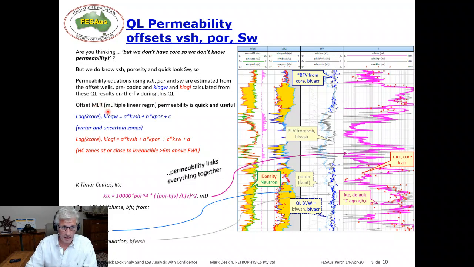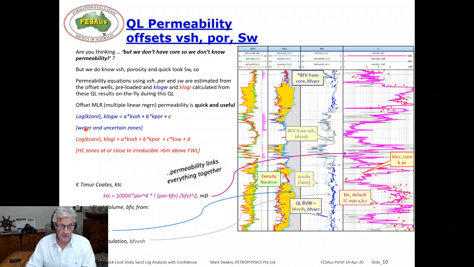Offset MLR permeability is quick and useful. So we're dealing with offset wells where all this work's been done, and we've got some confidence in that work. We may have even done it ourselves, which may give you confidence, or it may not. But anyway, this is a very simple way. These two simple equations. You've got K-log water. The blue one is obviously a function not of SW, but just a function of a coefficient times vshale's relationship with permeability, plus a coefficient times porosity's relationship with permeability, plus a constant. That's the general format of a multiple linear regression equation.